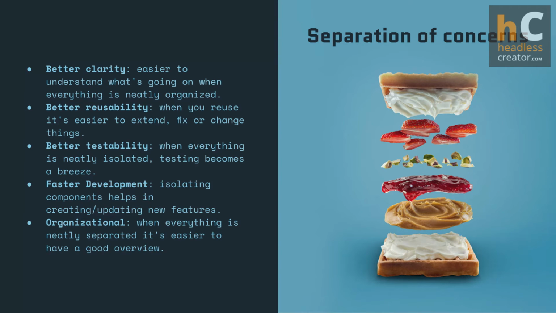And if you want to create new features or scale things up or change things up, it's much faster in development if you just have a nice overview. And organizational as well, right? If everything is neatly separated, it's so much easier to actually have a good overview of what does what, and when does it, and how does it do it. And wow, that was not English, but I guess you get the gist.